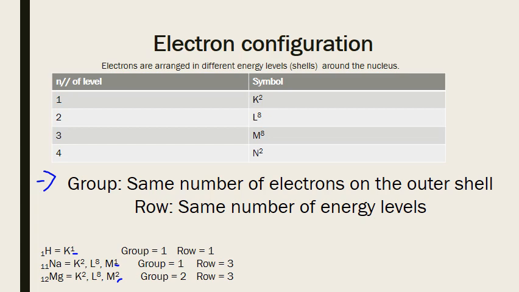Row, or period, is the same as the number of energy levels. So the energy levels are K, L, M, N. Hydrogen has only K, so it's got 1 energy level, so it's in row 1. Sodium has KLM, so K is an energy level, L is an energy level, and M is an energy level, so it belongs to row 3. Similarly, magnesium has KLM. K is an energy level, L is an energy level, and M is an energy level, so therefore it's also in row 3.